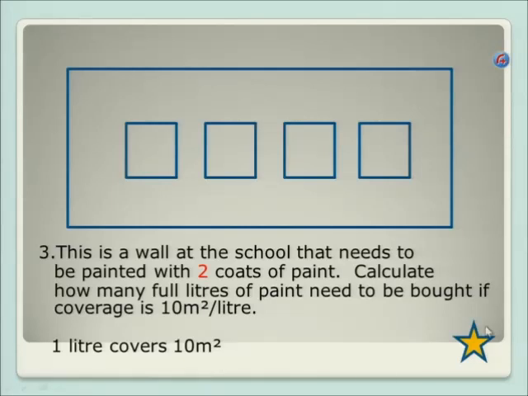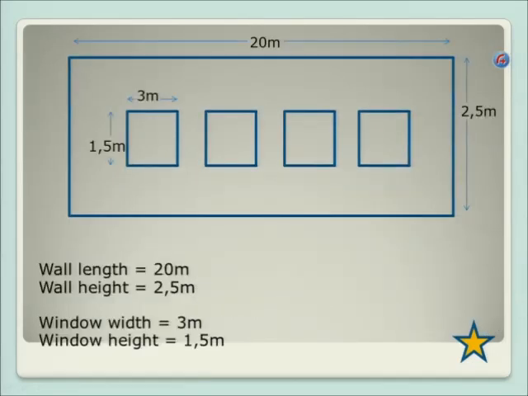But now there's something missing from this drawing. We need the measurements. You have to have measurements, otherwise you don't know how big this wall is. It's going to make a massive difference if you don't know how big the wall is. So let's have a look here. The wall is 10 meters long. It's 2.5 meters high. The window, there are 4 windows. They're all the same size. Their width is 3 meters, and they're 1.5 meters high. So those are the measurements.